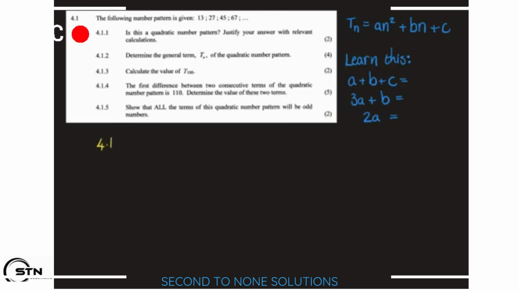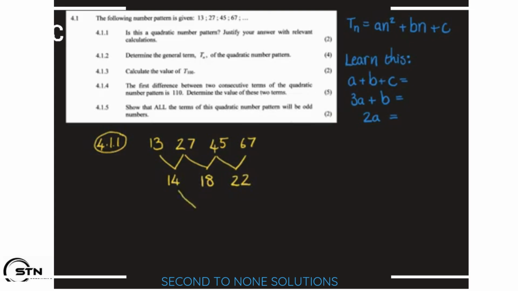The main characteristic of a quadratic number pattern is that you have a constant second difference. So if I'm looking at it, I've got 27 and 45 and 67. The first difference between the first two is going to be 14, and then between the next two that's going to be 18, and then those two will be 22. As we can see, there isn't a common first difference, but if we take it to the second level, and that's where second difference comes from, we've got a constant second difference of 4.